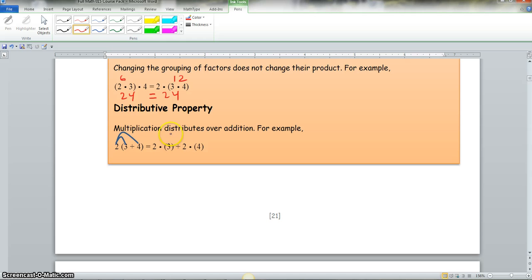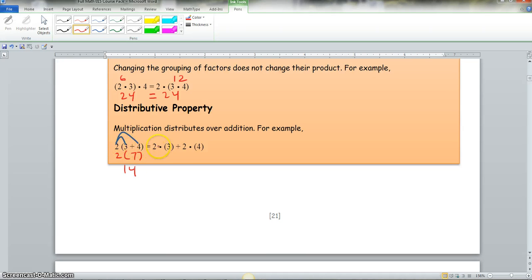It says multiplication distributes over addition. It also does it over subtraction as well. Okay, so now we would take this 2 and multiply by the 3, and we would take this 2 and multiply by the 4. But before we do that, let's take a look at this. This will end up being 2 times 7, and we know 2 times 7 is 14. Okay, so in order for this to work, this must equal 14.